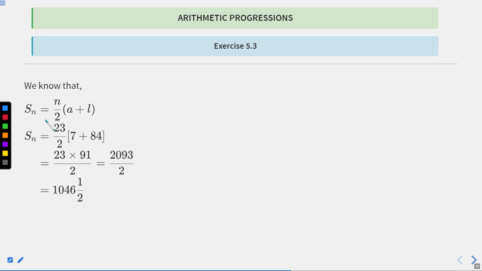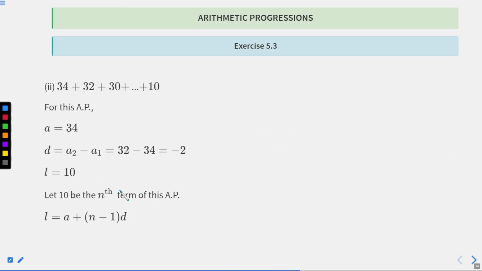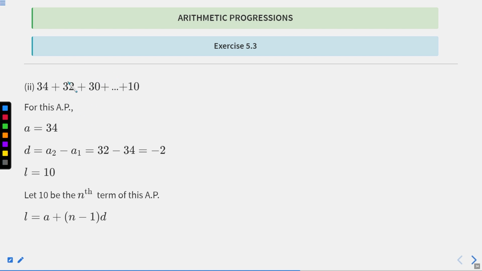And we know this formula: Sn is equal to n by 2 times (first term a plus last term l). Okay, so Sn is equal to 23 divided by 2 times (7 plus 84), that is equal to 23 into 91 by 2, that is equal to 2093 divided by 2, and it is equal to 1046 and 1 by 2.